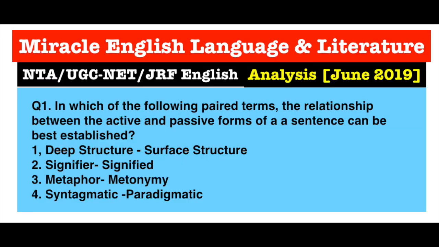Question number 1. In which of the following paired terms can the relationship between the active and passive forms of a sentence be best established? So there are various choices, and they're asking which terms have the best relationship between them, as the relationship of the active and the passive form. The correct answer here is deep structure and surface structure, because signified you have studied in semiology.